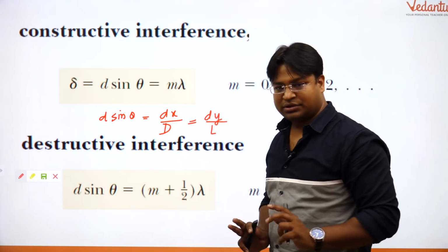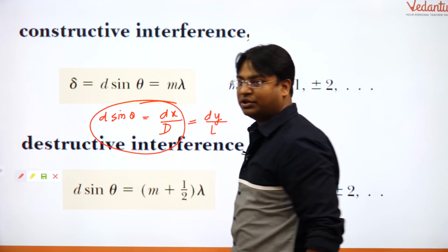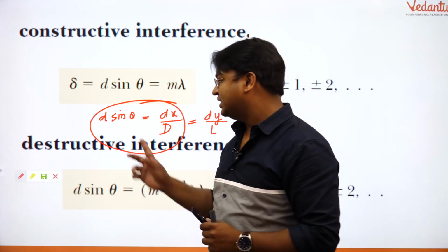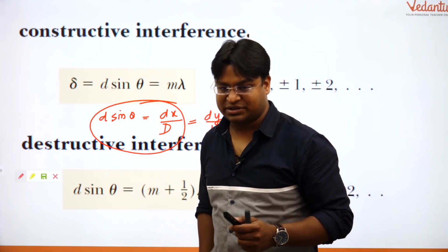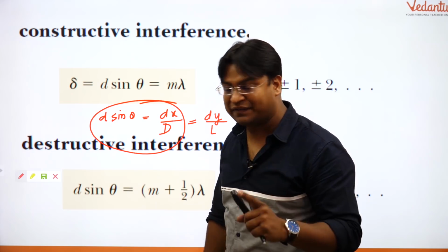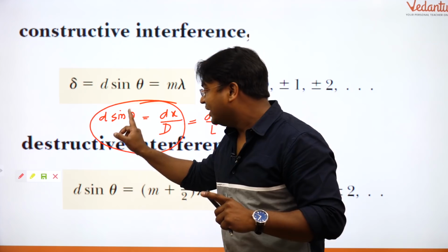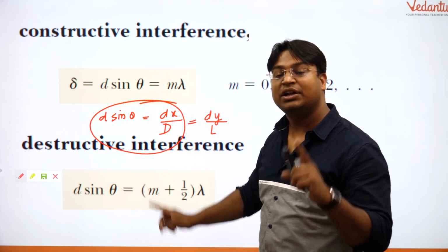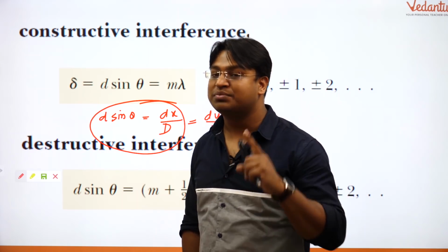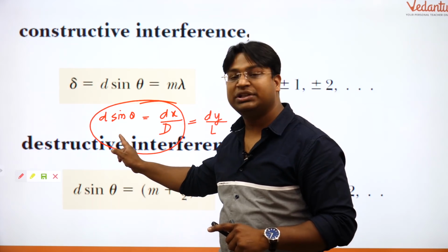Alright, so now this is actually something very critical, very important. I would just like to highlight this because I have seen many students keep forgetting this thing and they commit mistakes, right? What kind of mistakes? See, the original expression for path difference is d sine theta. This is the original expression, and it becomes equal to dx by D only when we are dealing with small theta. If theta is not small, then we should not be using dx by D. We should be using d sine theta.